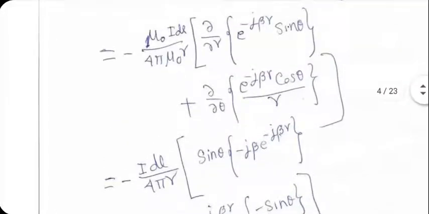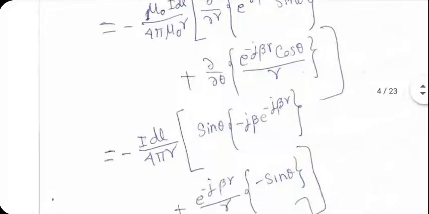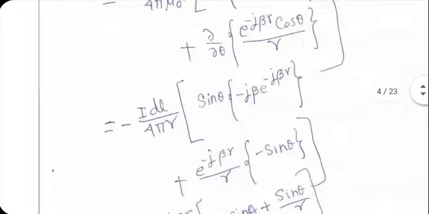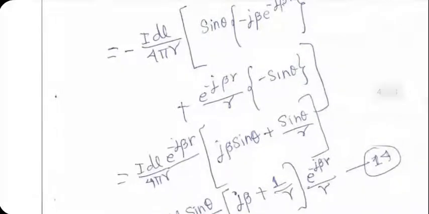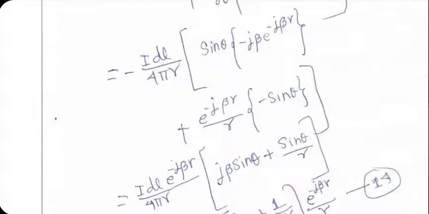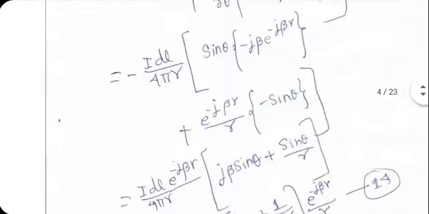First term, differential of the, no, actually it's d by dr. So sine theta will come out in the first case. You'll get minus j beta e to the power minus j beta r. Simple. In the second case, all the terms containing r will come out and cos theta will differentiate to minus sine theta. So I think I'm okay. And then I take out the common term, which is already out actually, I dl by 4 pi r. e to the power minus j beta r is also common throughout. That also comes out. Within the brackets, I get j beta sine theta plus sine theta divided by r.